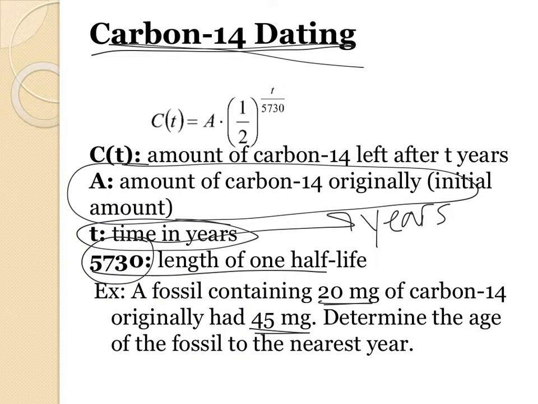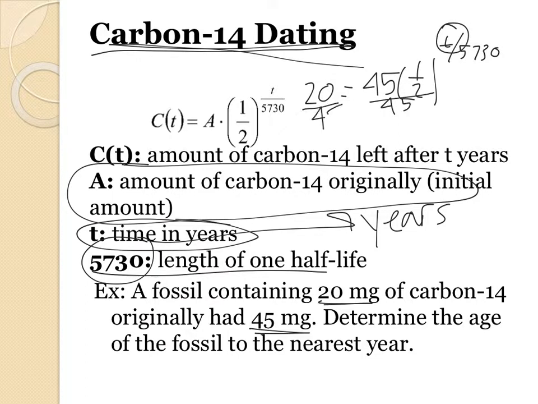So what you're going to do, I'm going to do it up here in the top right. 20 is how much is left. So that's C of T equals how much I originally had times 1/2 to the T over 5,730, because ultimately we're trying to figure out how old this thing is. Okay, so what you got to do, you got to divide by 45 to get it to the other side. So real quick, 20 divided by 45 is 0.44 repeating. So I'm just going to do 0.44 equals 1/2 to the T over 5730.